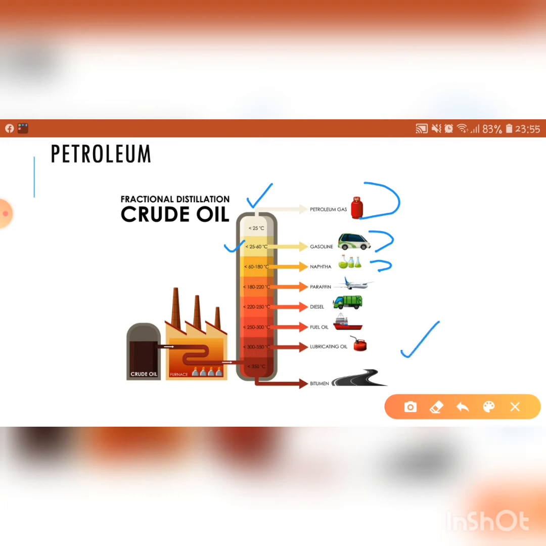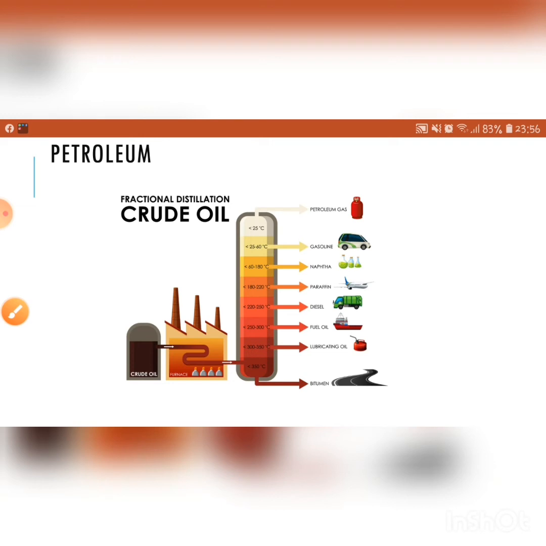The last fraction of the petroleum that has the boiling point up to about 350 degrees C is used as bitumen. It is used on roads. So this is how different fractions of petroleum are consumed for different processes. Let's see a short video on the fractional distillation of crude oil.